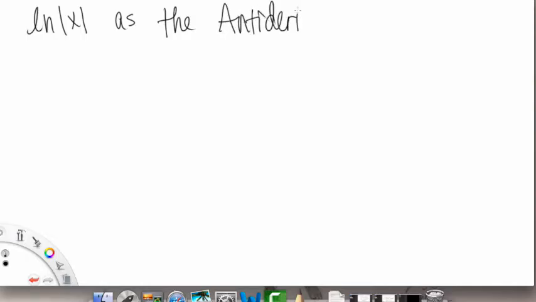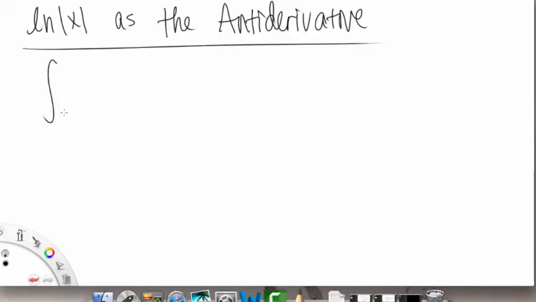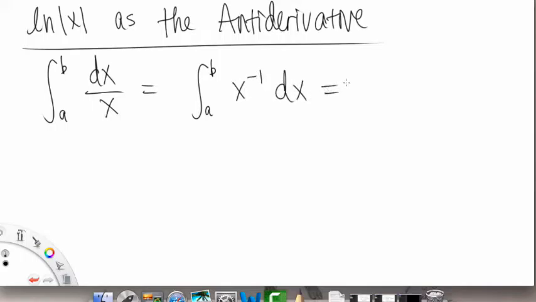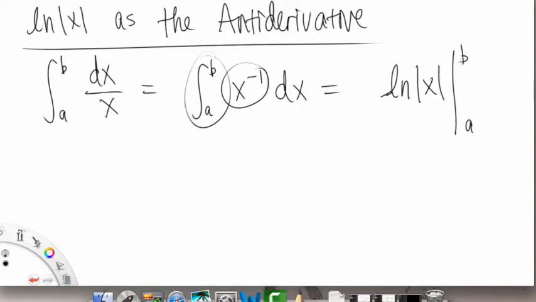So a special case to note is when we have ln of x as the antiderivative of an integral. What this would look like is, now we have a to b, and the only thing that changed was we added in those limits of integration. This is basically saying the integral from a to b of x to the negative 1 dx, and we all know that the antiderivative of this guy is ln of the absolute value of x. Instead of writing plus c, because we have these limits of integration, we're going to evaluate our antiderivative at each of those points.